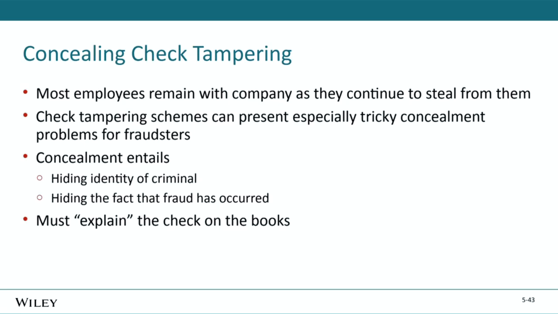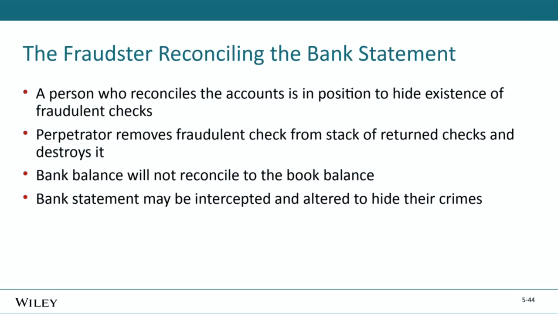So how do you conceal check tampering? Most employees remain with the company as they continue to steal from them. Check tampering schemes can present especially tricky concealment problems for fraudsters because they have to hide the identity of the criminal and hide the fact that the fraud even occurred, and has to explain the check on the books. So if you have the fraudster as the person who pulls off the fraud but also reconciles the bank statement, hey, you can hide the existence of the fraudulent check. Just say, yep, everything's fine.